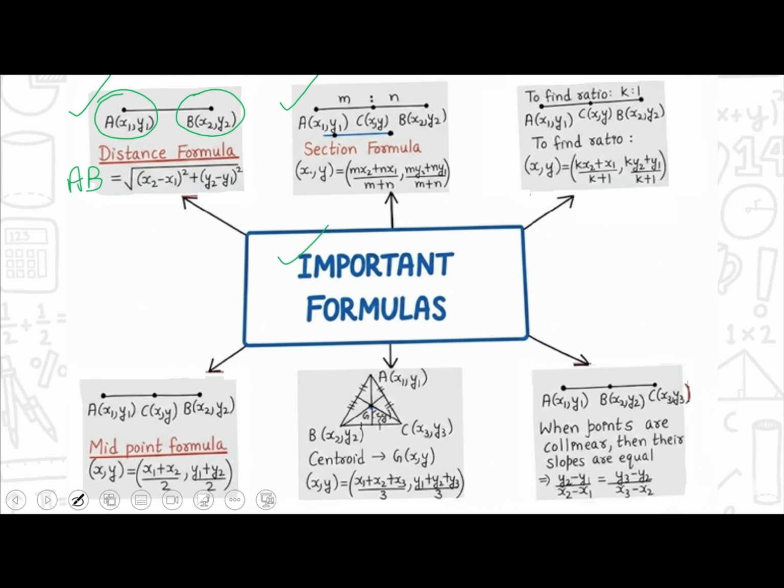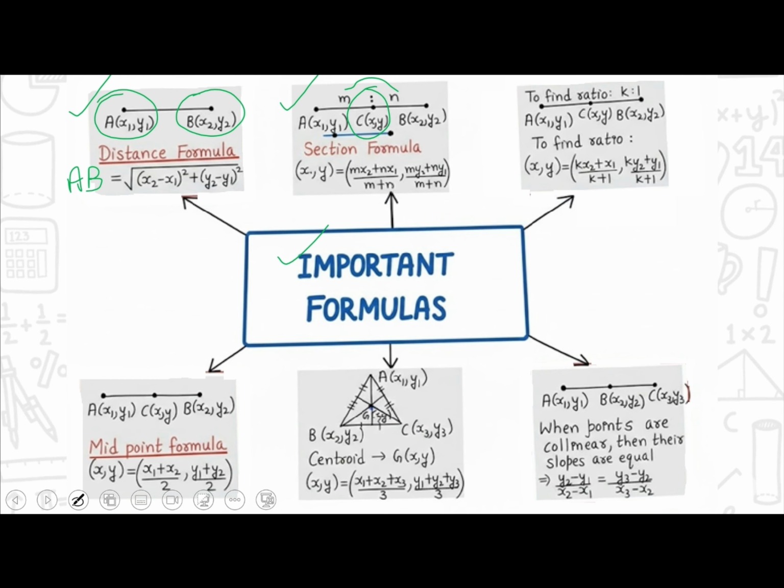This formula helps us to find a point that divides a line joining points in a given ratio. So in this we know the coordinates of A and B and we know the ratio also, that's the value of m and n. We have to just find the coordinates of C. How can we find that? (mx2 plus nx1) by (m plus n), comma, (my2 plus ny1) by (m plus n).